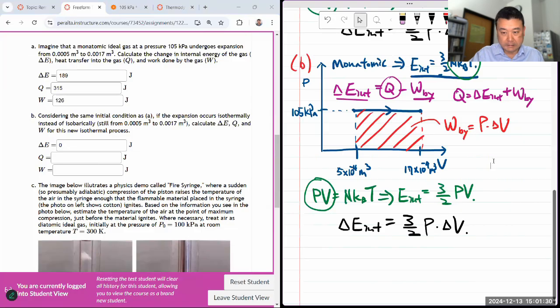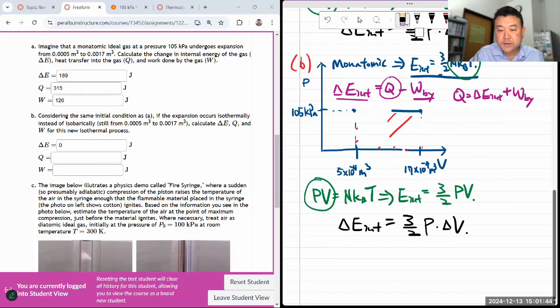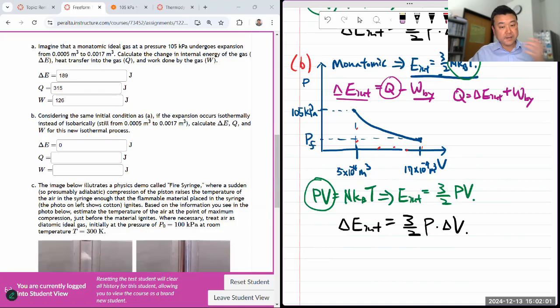So let's work that out. I think I can still keep a lot of the stuff. I just have to draw a new process that shows isothermal expansion. So isothermal expansion looks like 1 over x graph, because that's the curve that will keep the temperature the same. So it'll look something like this. This is almost 3 times the volume. So the pressure will have gone down by almost a factor of 3. I can calculate that. Or maybe I don't even have to calculate it.